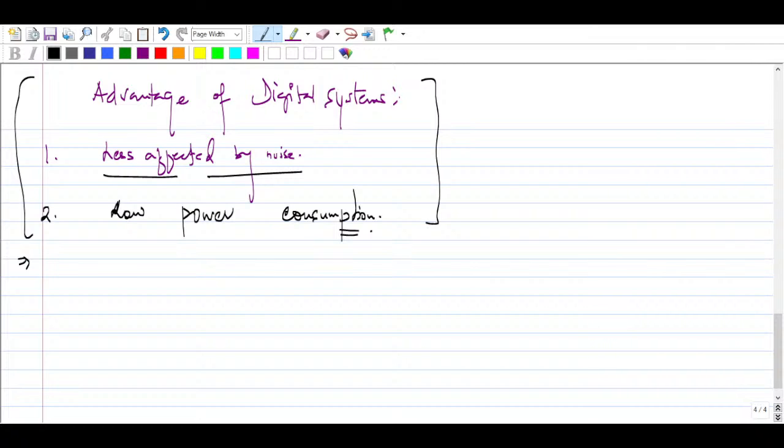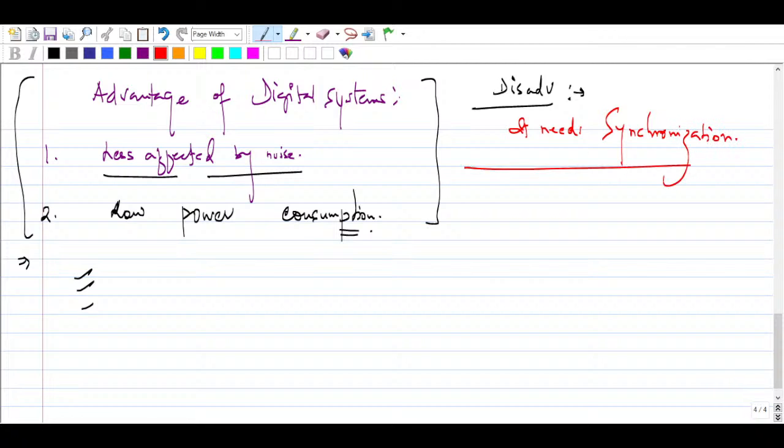And what are the disadvantages? I have discussed many advantages, and now if I talk about disadvantages, because everything has some disadvantage. Any system you study should have disadvantages as well. So digital systems are not compatible with the real world, and they need synchronization. So you need to have a clock all the time. So these are the basic advantages and disadvantages.